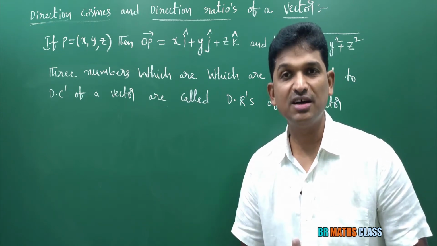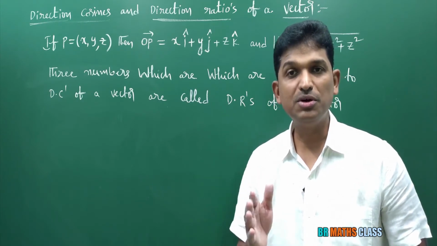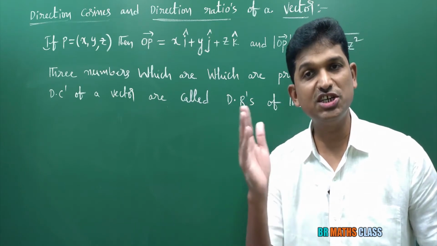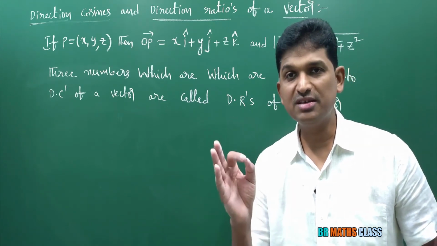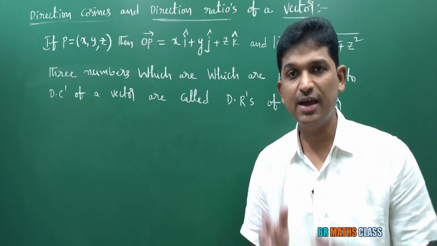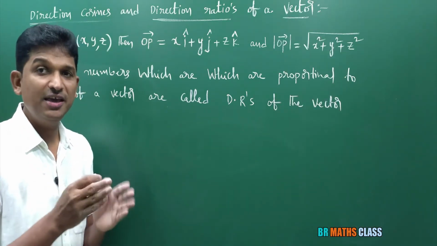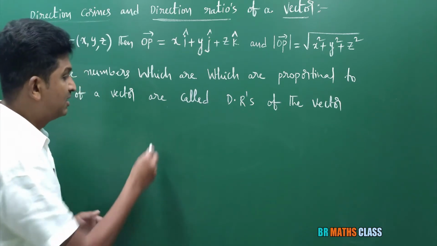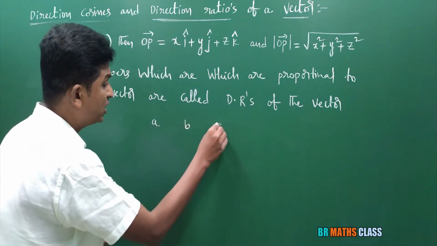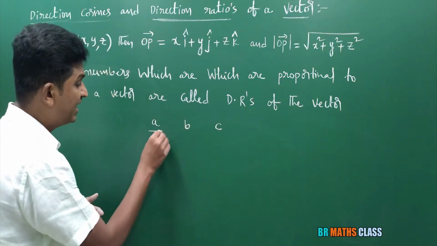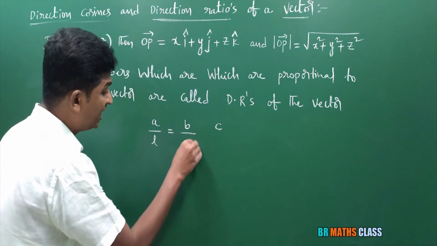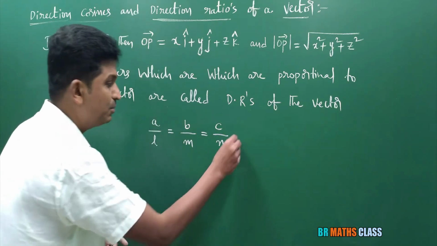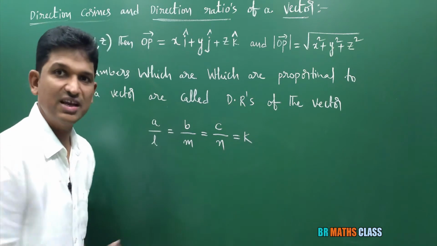Direction ratios of a vector are what? They are three numbers which are proportional to the direction cosines of the vector. Have patience, try to understand over the coming 5 minutes, then you can understand more clearly. I'll take three numbers A, B, C which are proportional to direction cosines L, M, N. Three numbers A, B, C being proportional to L, M, N means A divided by L equal to B divided by M equal to C divided by N. A by L gives some number, that number I can take as K. That means all these are equal to K.